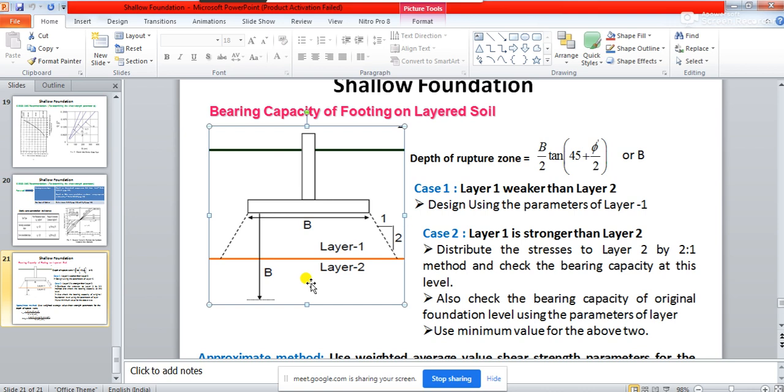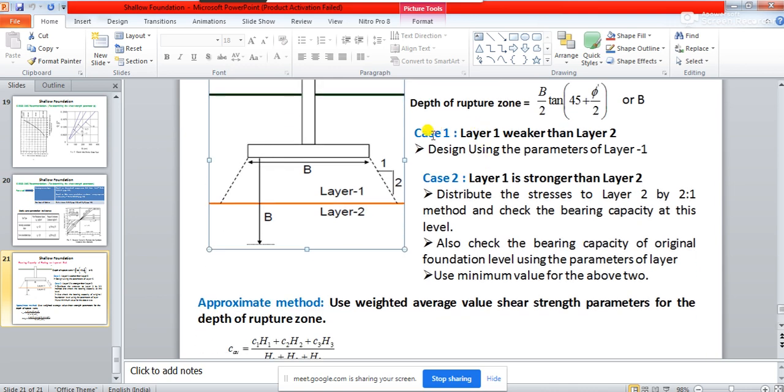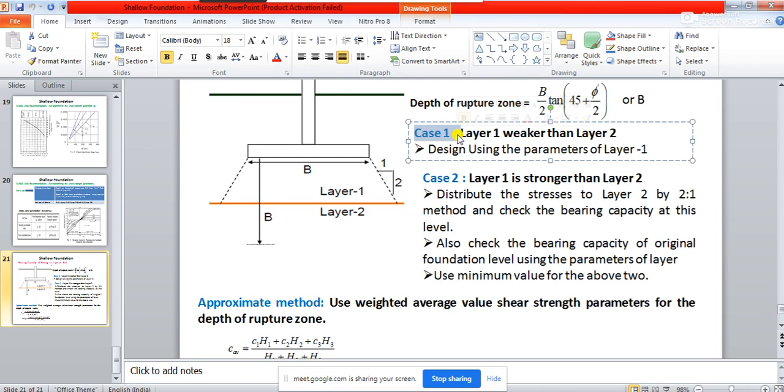Okay. So in that case, you should consider two cases. The first case is, if layer 1 is weaker than layer 2, what does it mean? The shearing strength of layer 1 is lesser than the shearing strength of layer 2. If layer 1 is weaker, that means layer 2 is a stronger layer, then in that case design using parameters of layer 1.